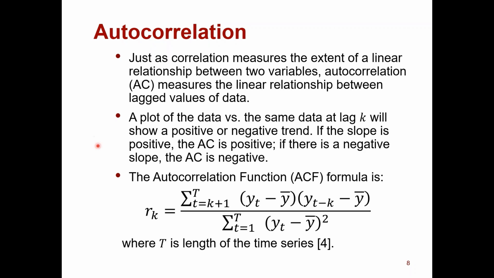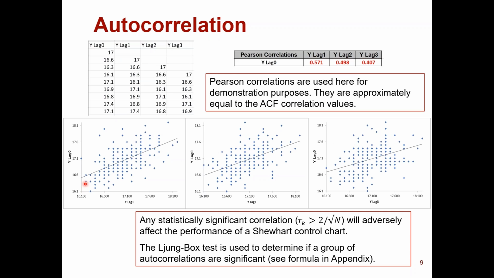And this is the autocorrelation function formula. We're not going to be looking at formulas, but just to mention them. And for more information, you can always refer to the SigmaXL workbook. So in this example, this is the chemical process concentration data.